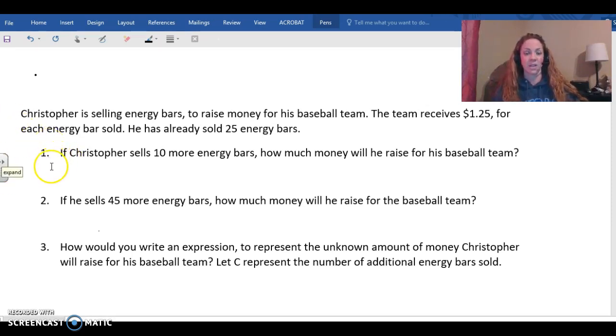If Christopher sells 10 more energy bars, how much money will he raise for his baseball team? If he sells 45 more energy bars, how much money will he raise for the baseball team? And number 3, how would you write an expression to represent the unknown amount of money Christopher will raise for his baseball team? Let C represent the number of additional energy bars sold. Make sure you include your expressions and you show your calculations and all of your work. Make sure you show all of that in your notes, and I'll see y'all in class.